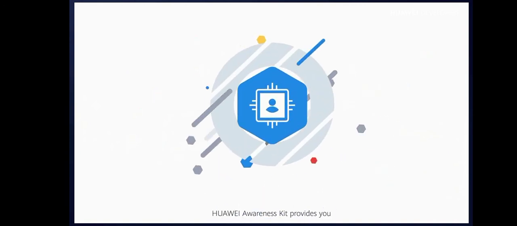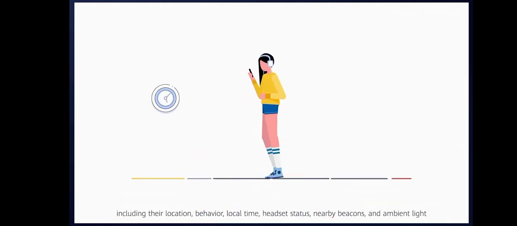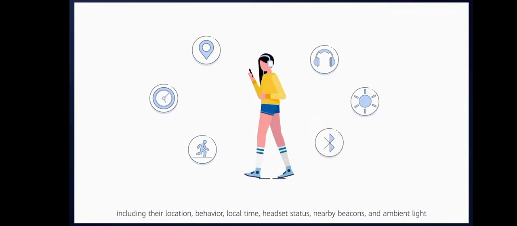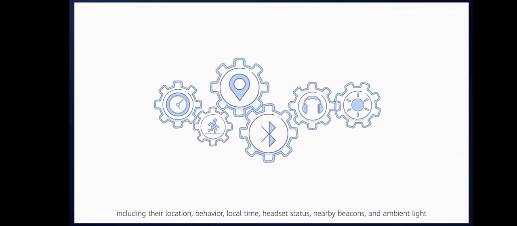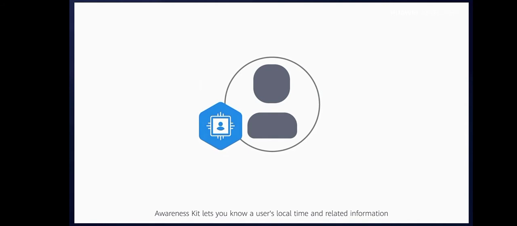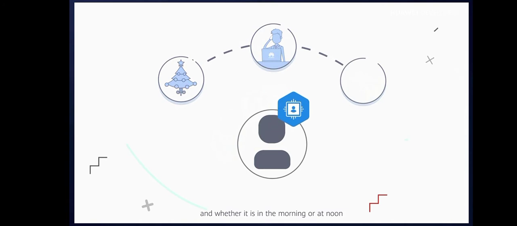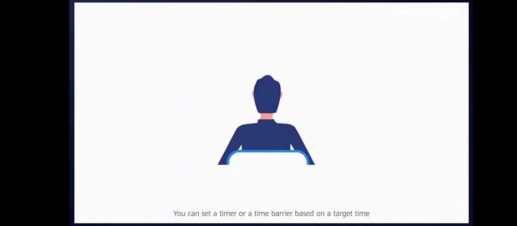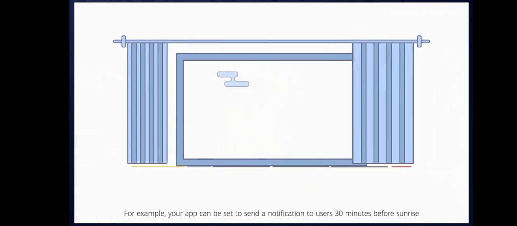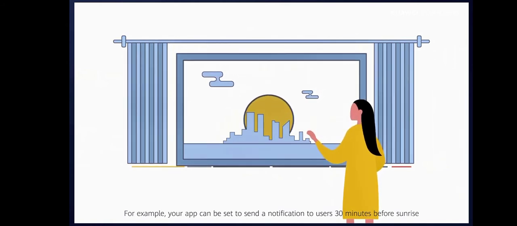Huawei Awareness Kit provides you with a capability portfolio that enables you to learn about a user's situation, including their location, behavior, local time, headset status, nearby beacons, and ambient light. Awareness Kit lets you know a user's local time and related information. For example, whether today is a holiday or a workday, and whether it is in the morning or at noon. You can set a timer or a time barrier based on a target time. For example, your app can be set to send a notification to users 30 minutes before sunrise.